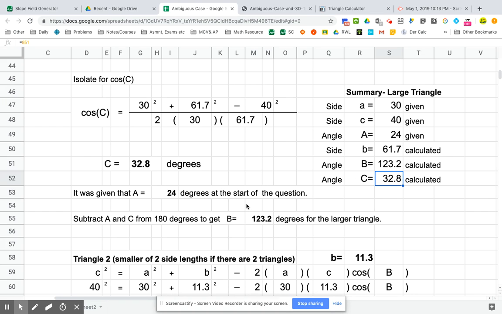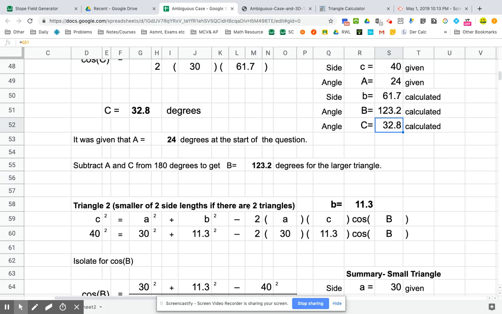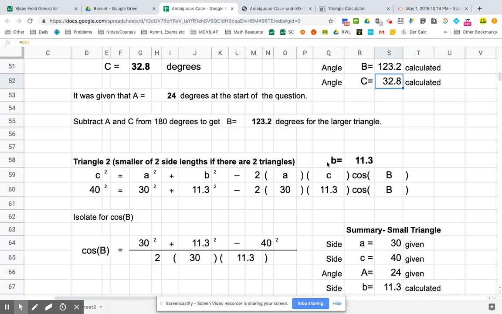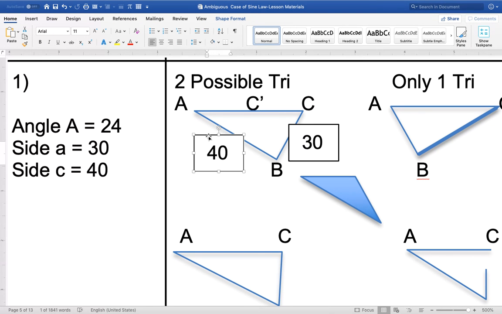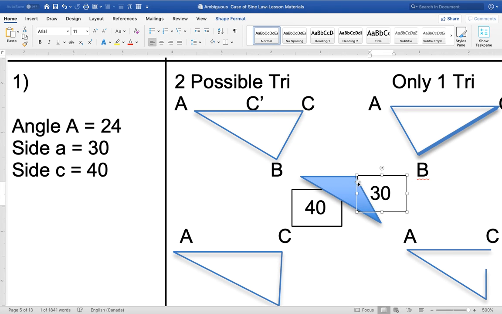All right, so in this case, you're not done yet. This was kind of awful, but what you have to do now is work with a whole other triangle. In this case, side B was 11.3, so it was much smaller. So let's go back and look at that smaller triangle. So in the smaller triangle, this side was still 40. This side was still 30.